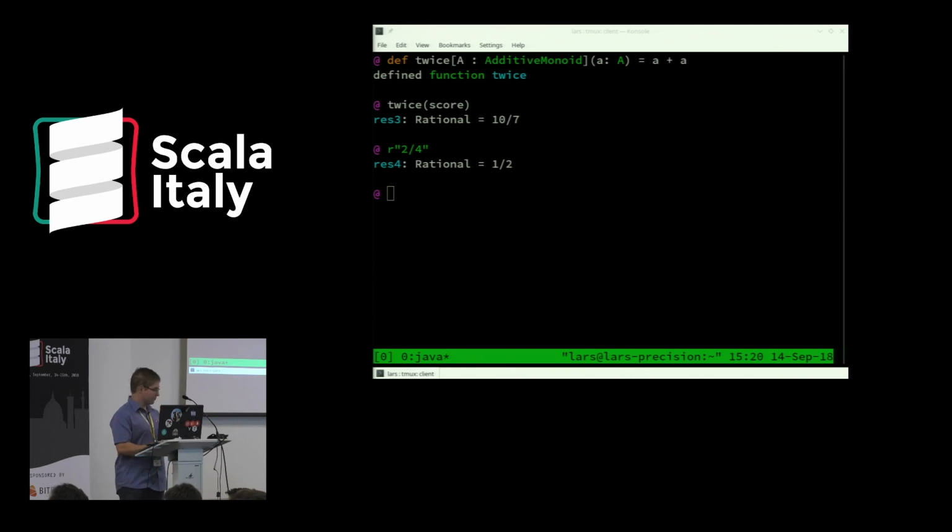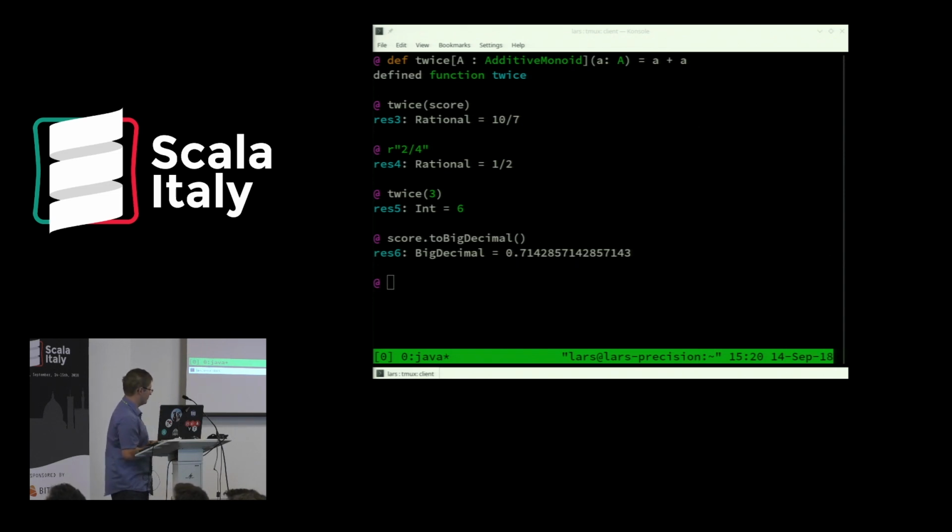And just to reiterate on the previous point, this twice function also works with other number types, not just with rational numbers. So it would also work on integers. And of course, if you don't want to print it like this, so this is printed as an actual fraction, but if you want this to be printed in a decimal way, you can also call the toBigDecimal conversion function. And you get it printed as a sort of floating point number.